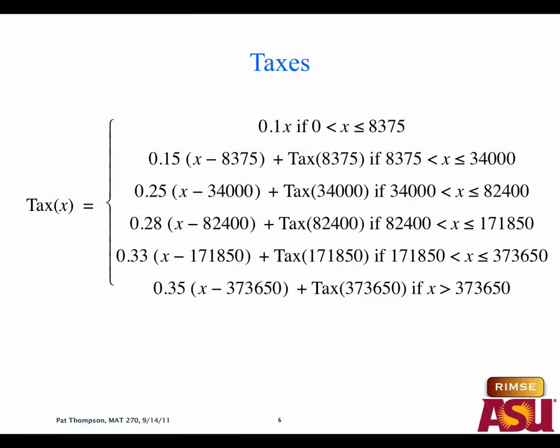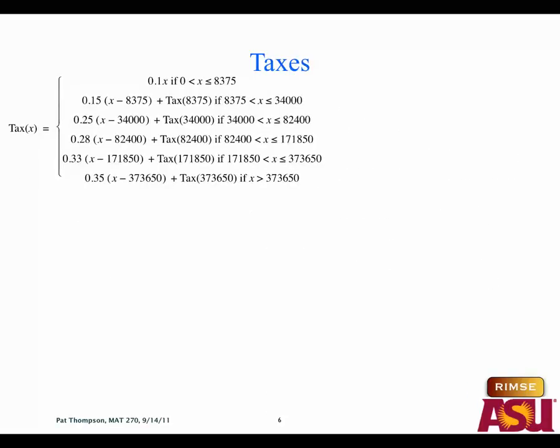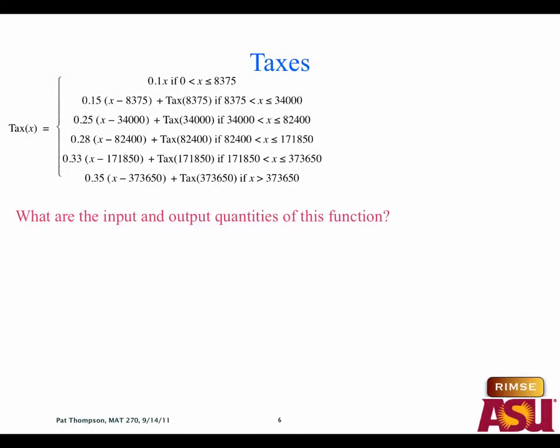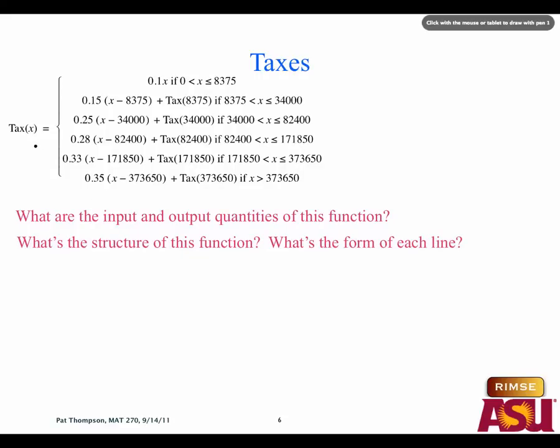Okay, so we got this, then you looked at this. What are the input and output quantities of this function? What's the input? Taxable income, amount earned, right? Taxable income. What's the structure of this function, and what's the form of each line?